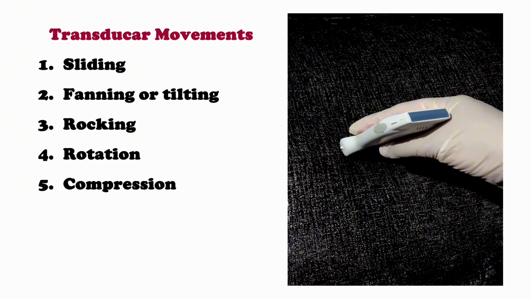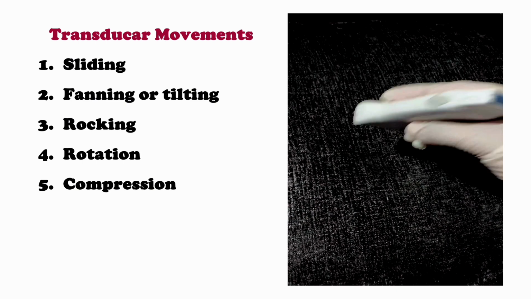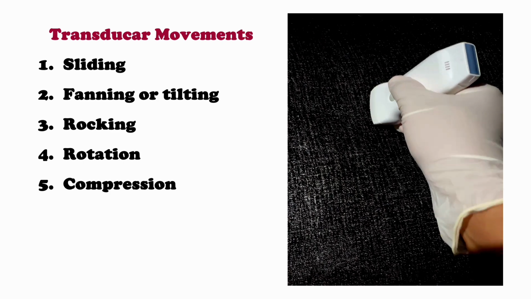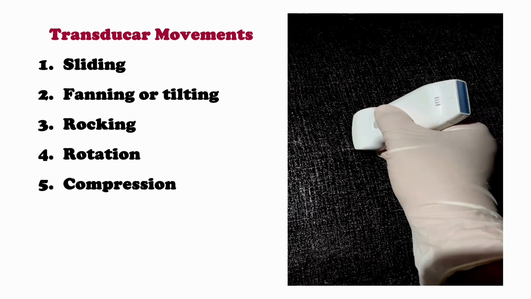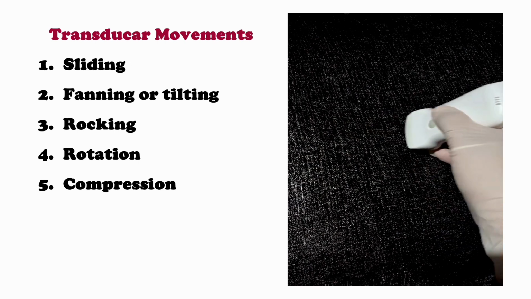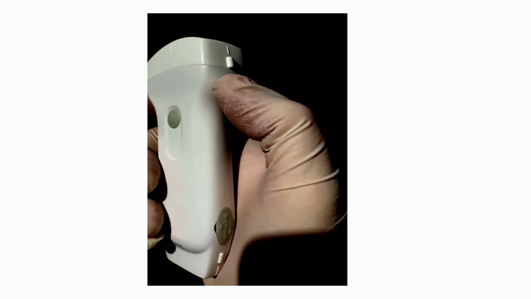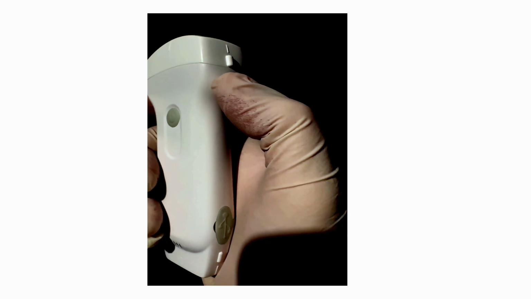And then rotation. Rotating the ultrasound probe involves the transducer movement in a clockwise or counterclockwise direction along its central axis. And finally, compression, when putting downwards pressure on the probe to evaluate the compressibility of a structure or organ of interest. This is the transducer knob or the indicator that should be oriented towards the patient's head in case of lung ultrasound.